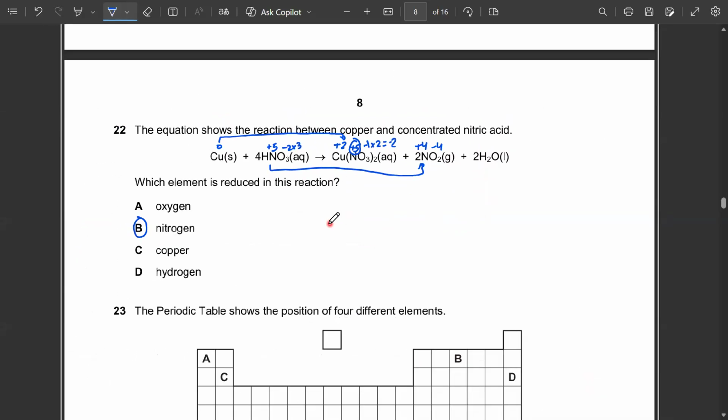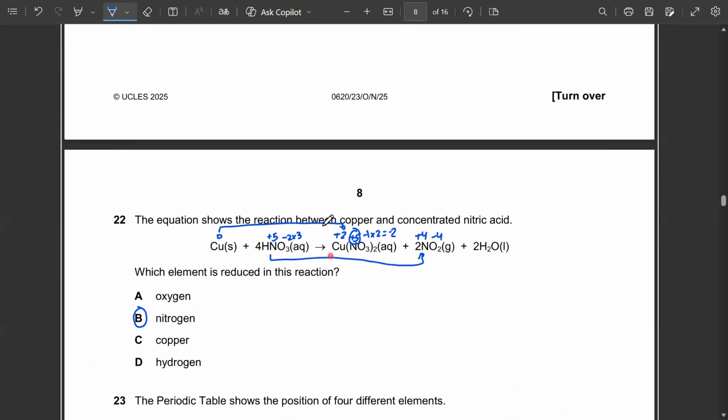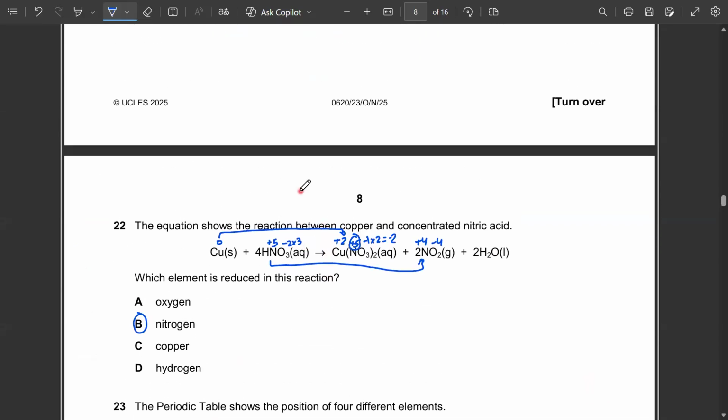So this was the last question of this paper related to our topics, which we are currently covering. In this way, we have completed the 3 paper 2 variants. So that's all for today, students. If you have any question, please let me know.